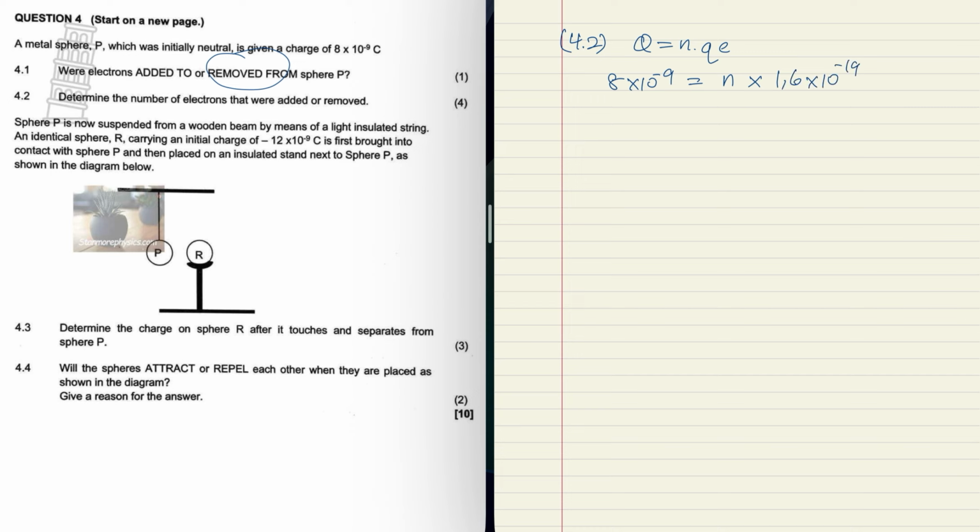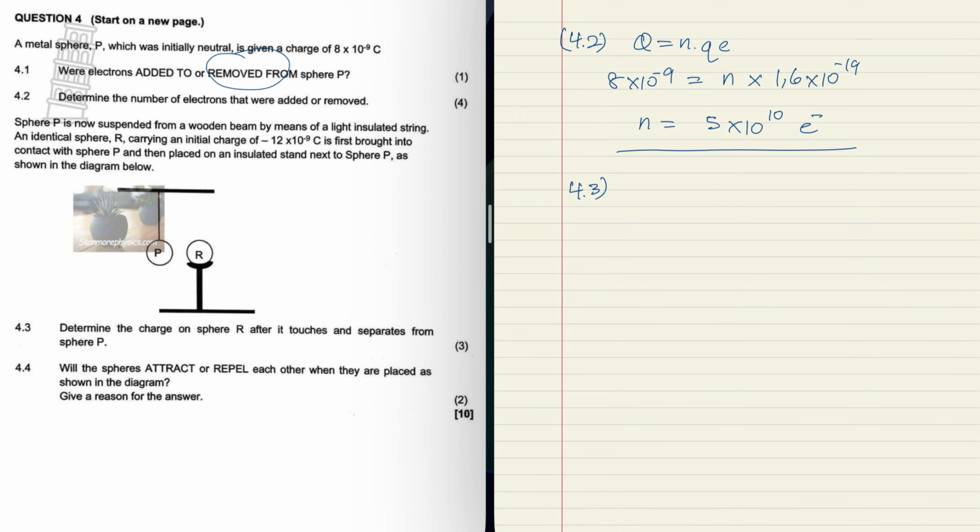They then tell us that sphere P is now suspended from a wooden beam. An identical sphere R carrying a charge of minus 12 times 10 to the negative 9 is brought into contact, and it's basically shown in the diagram. Question 4.3 says, determine the charge on sphere R after it touches and separates from sphere P. So here we're going to use the formula Q new is equal to Q1 plus Q2 divided by 2.